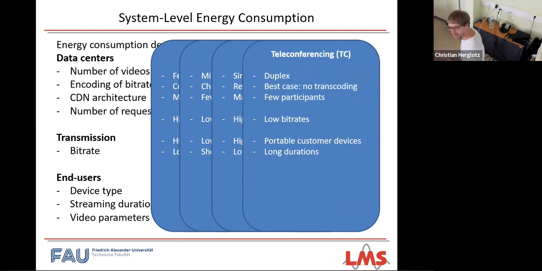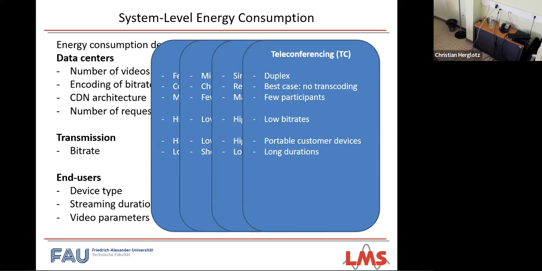And one last example, teleconferencing, Zoom. It could be duplex, could have more participants, usually let's say few participants. By few, I mean we can have, of course, 50 participants in such a conferencing scenario, but this is still some magnitudes below something that would occur at Netflix. We usually also have low bit rates and we would have probably portable customer devices. Some people use smartphones. Mostly we would use a laptop because it's most convenient.